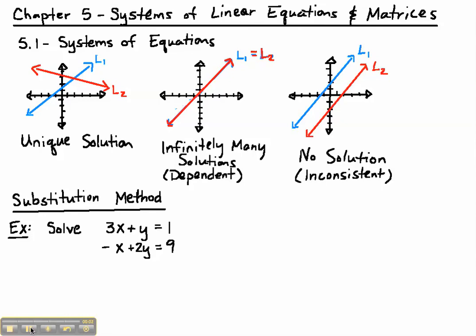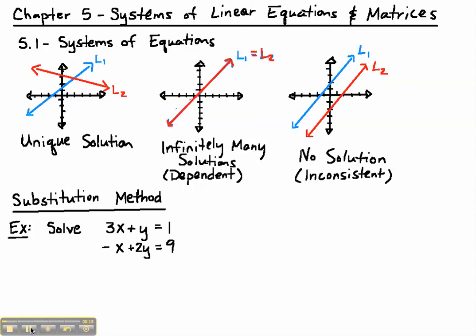Chapter 5 deals with solving systems of linear equations, and we have three different methods we can use. The first one we're looking at is the substitution method. We're also going to be looking at the elimination method and the use of matrices to solve these equations.